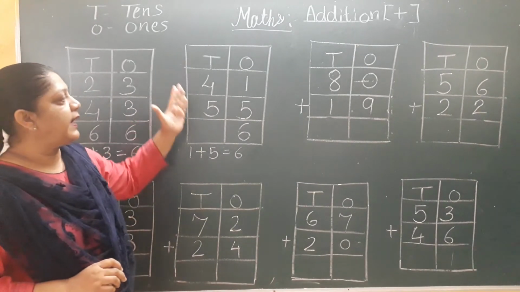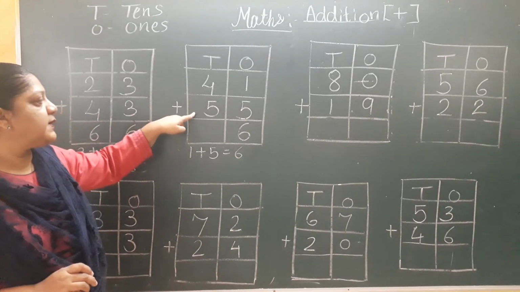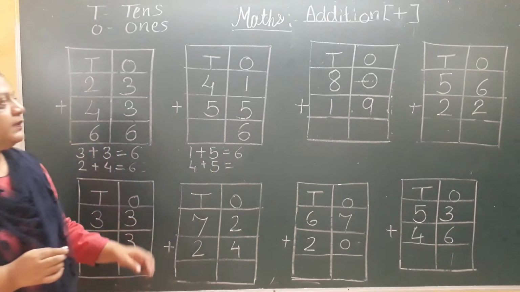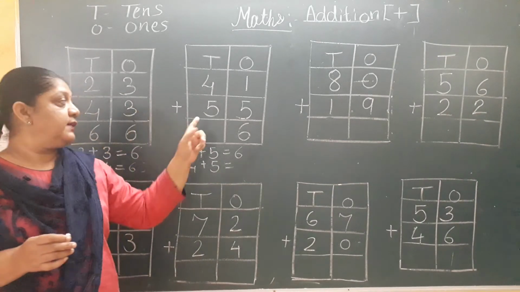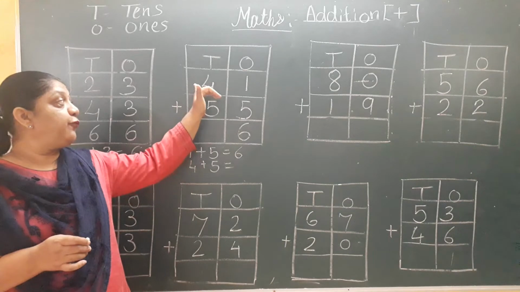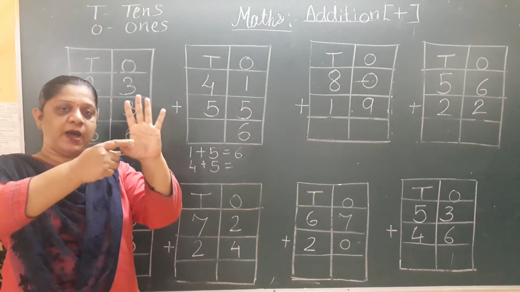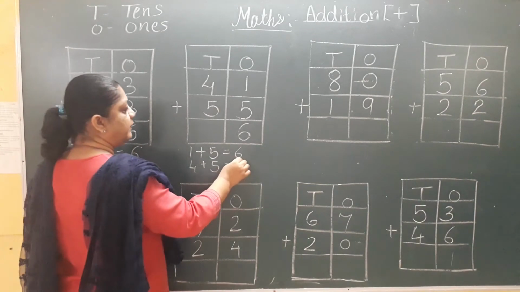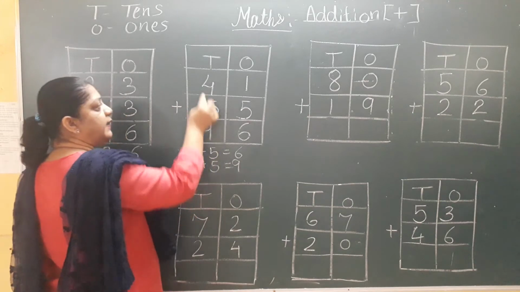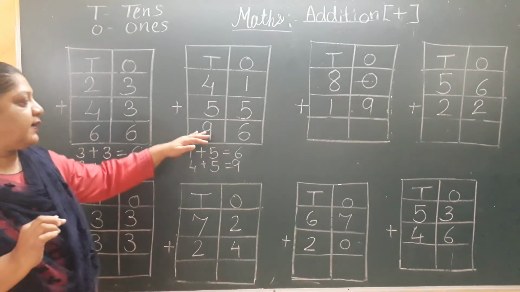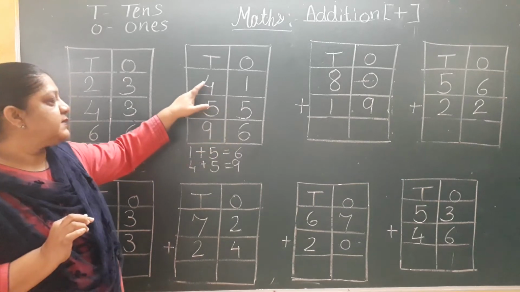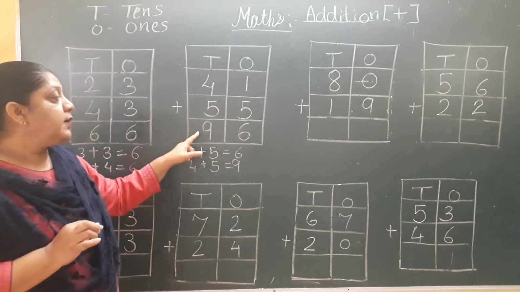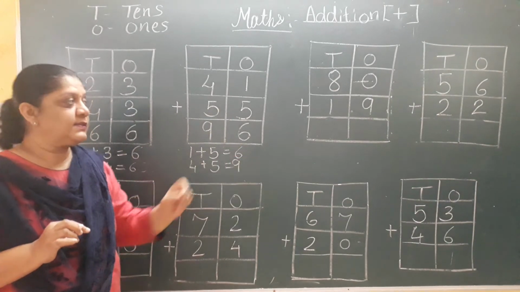Now next, tens column. 4 tens plus 5 tens is equal to, you just count 5 fingers after 4: 5, 6, 7, 8, 9. Then the number 9 you write under tens. Then our answer is 96. Again, you just read this sum: 41 plus 55 is equal to 96.